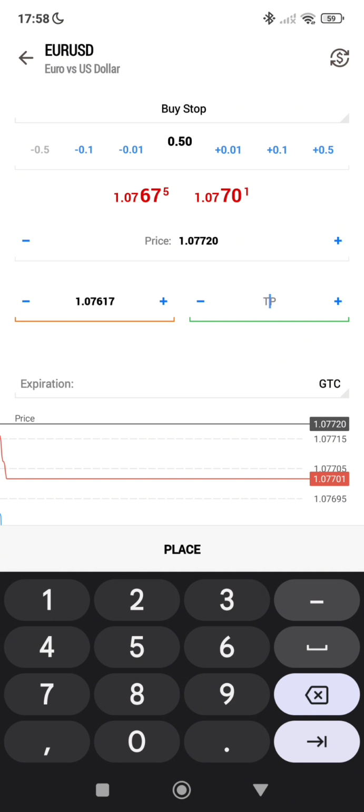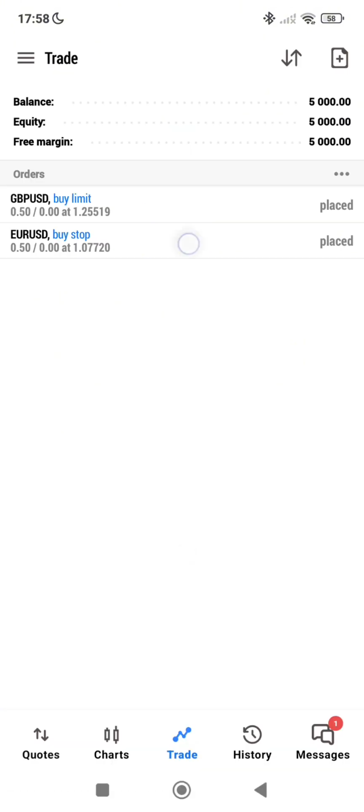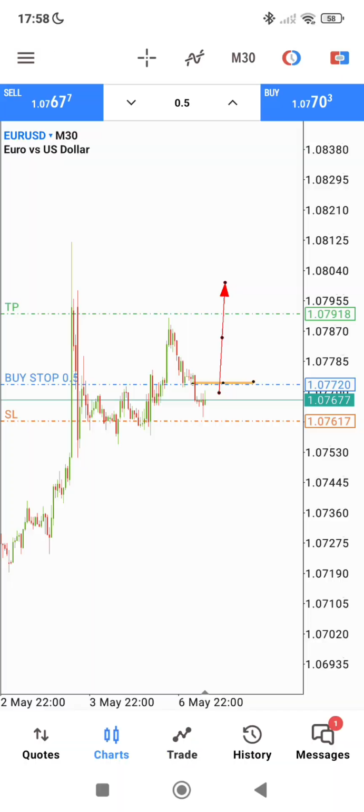Then your take profit is going to be 1.07918. Now when you do that, you are going to see place again. Okay, just place it. Good. Go back to Euro USD and then you press on chart. You are going to see that you see the value in blue here. Okay, you see that my order has been set above the current market price.